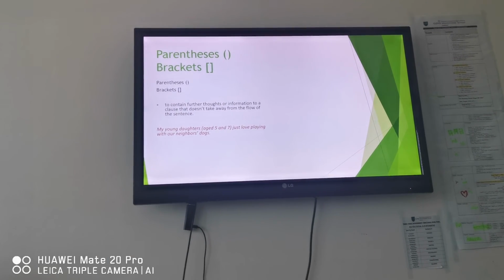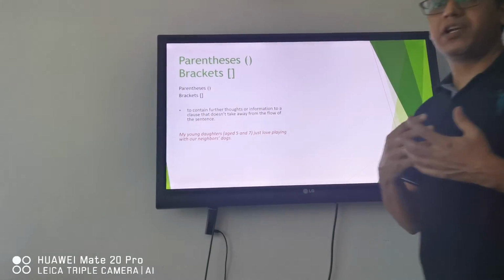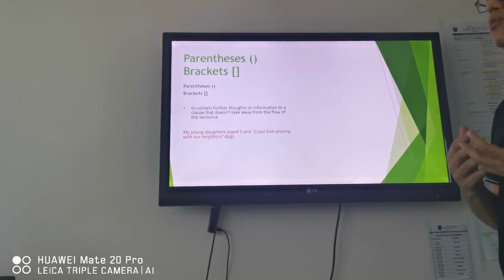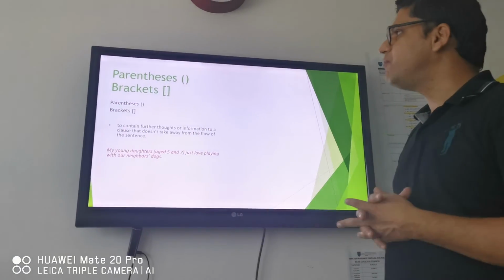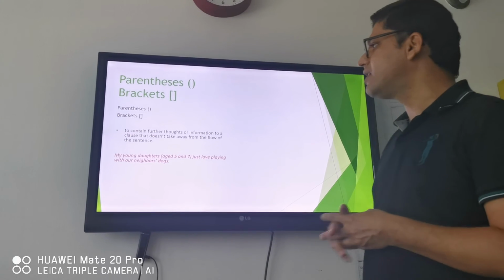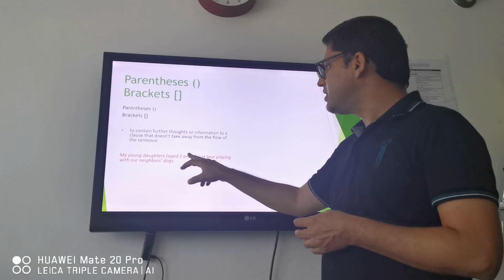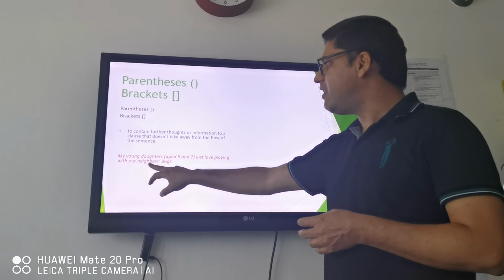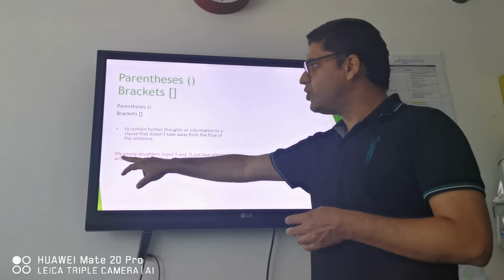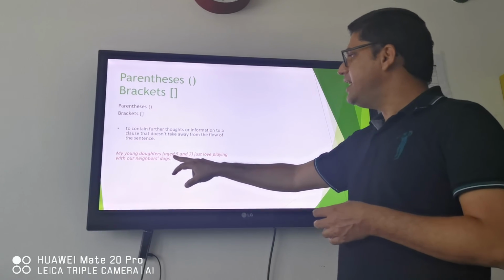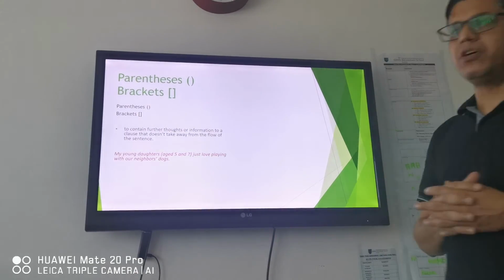Yeah. So then the parentheses or brackets to contain further thoughts. For example, you are writing something, but you don't want to disconnect the sentence, and at the same time you want to give further information. So use parentheses or brackets. Like, my younger daughters just love playing with our neighbor's dog, but you also want to give the age of those daughters. So you are saying my younger daughters (aged 5 and 7) just love playing with our neighbor's dog.